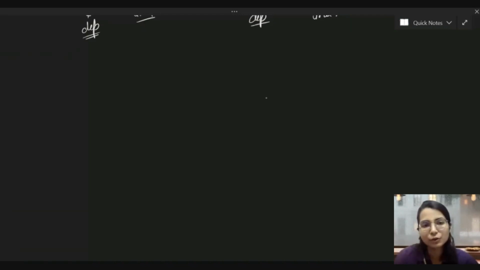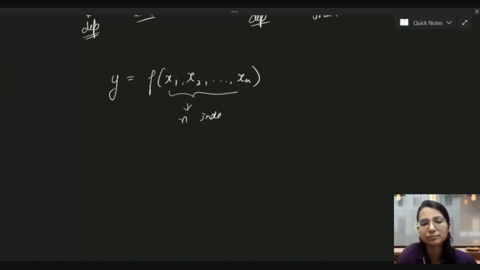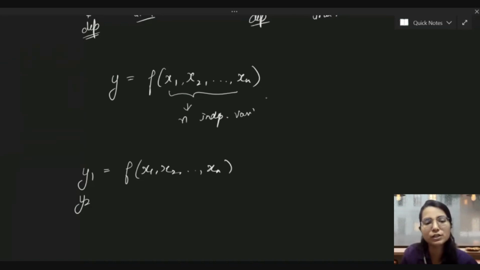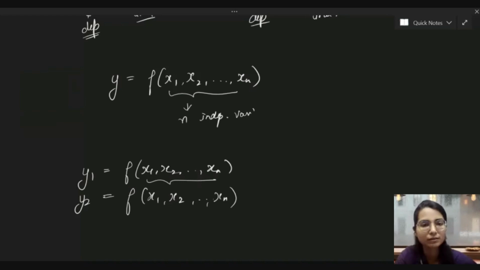Now, you've also seen functions like f of x1, x2, and so on up to xn. I mean, there can be more than one independent variable. There are n independent variables. You've also seen functions like y1 equals f of x1, x2, up to xn. So there can be many functions dependent on these exact n variables. So it totally depends on which dimension we are talking about.